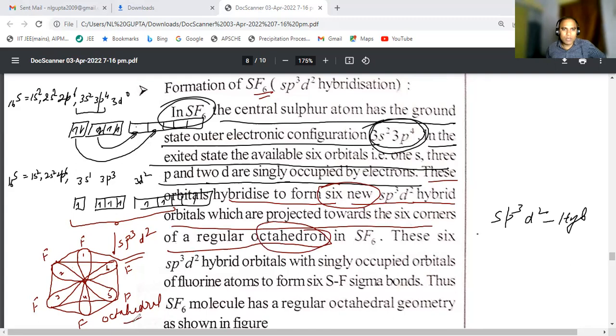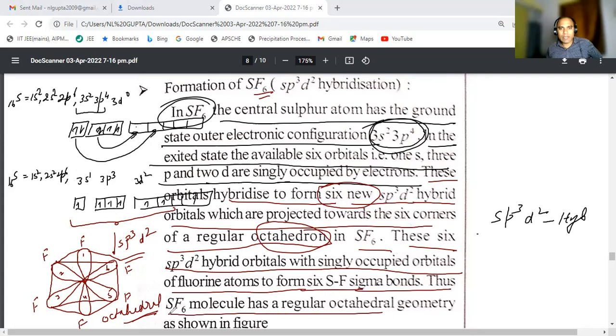So what I wrote? Octahedral, SF6. These 6 sp3d2 hybrid orbitals overlap with the singly occupied orbitals of the fluorine atoms to form S-F sigma bonds. Thus the SF6 molecule has regular octahedral geometry as shown in the figure. So this is the octahedral shape.